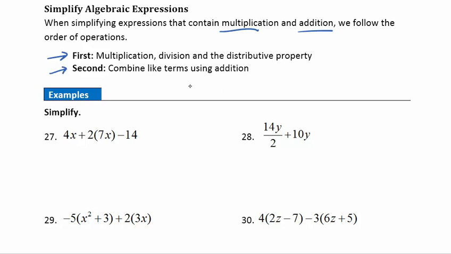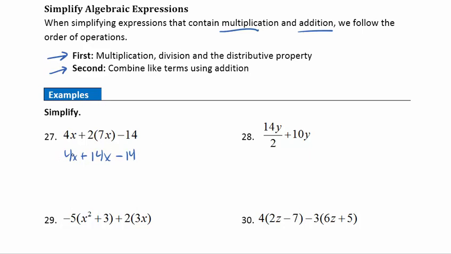Let's take a look at some examples now that will help you understand how to do this. So let's see, example 27. I have some addition and some multiplication and subtraction in this expression. I want to do the multiplication first. So I'm going to multiply 2 times 7x, which is going to give me 14x. Then I'm just going to rewrite the rest of the problem down here. So that was 4x plus this minus 14.